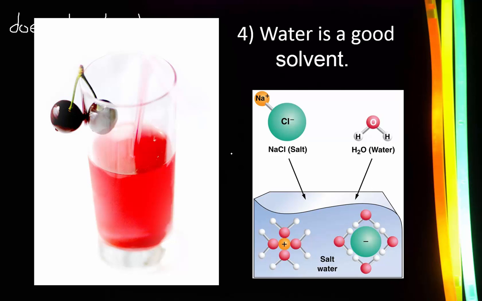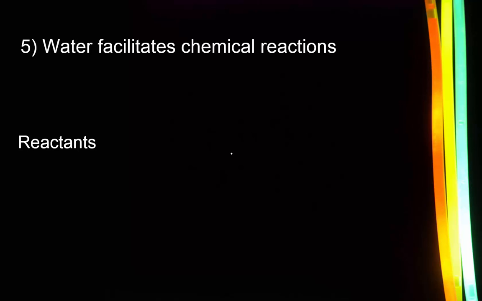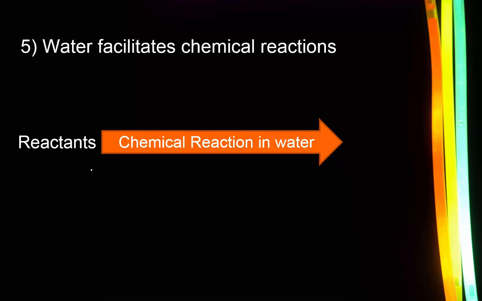And obviously that's important for our bodies because a lot of substances need to be dissolved in our bodies. And finally, water facilitates chemical reactions. So when we talk about chemistry and chemical reactions, we talk about things called reactants, and those are the substances that are going to react, and they'll react through a chemical reaction and form the products, and they often do that in water. The chemical reaction that forms the products oftentimes happens in water, right?